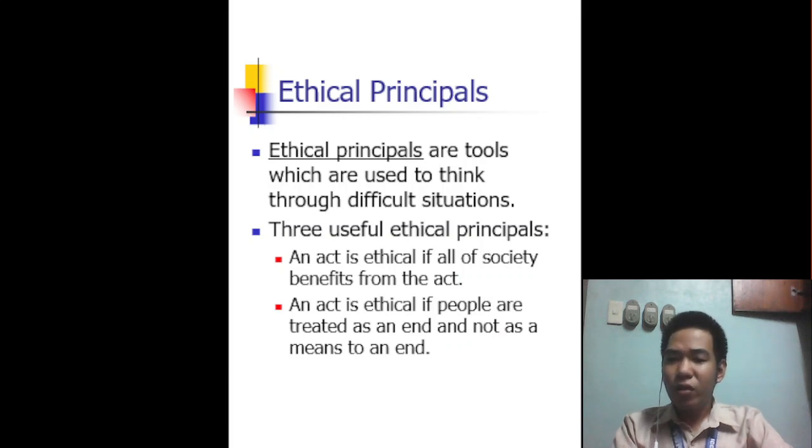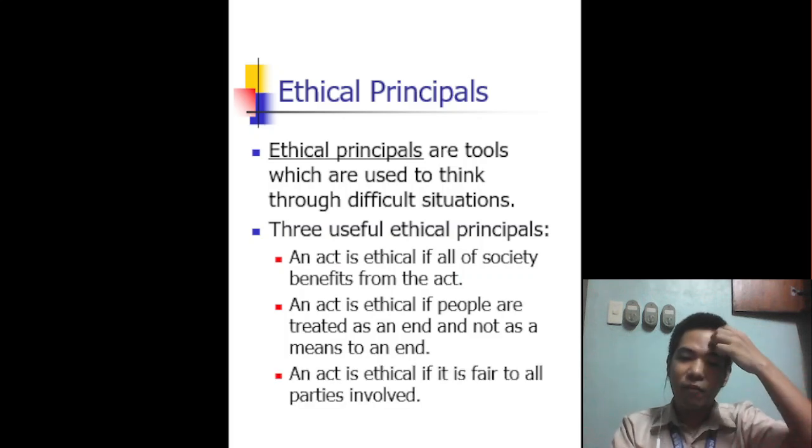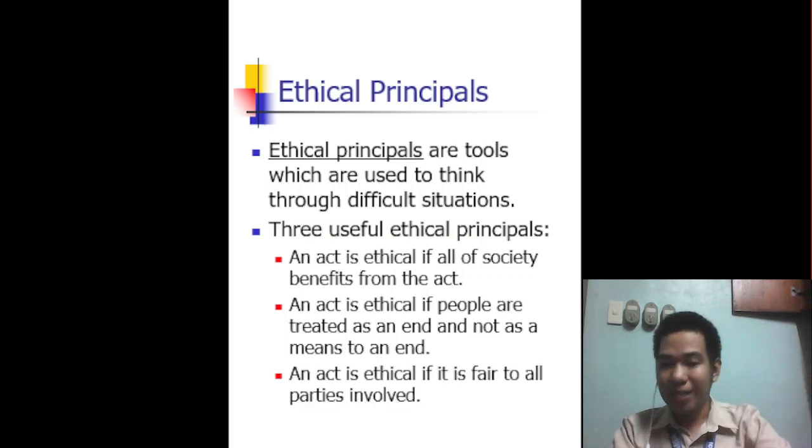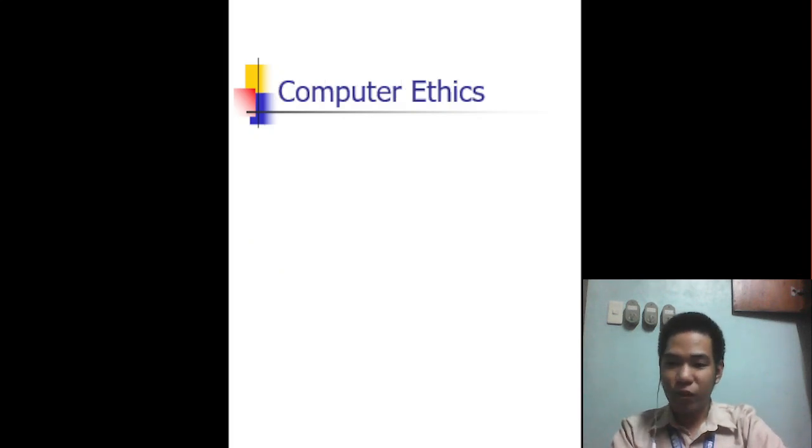An act is ethical if people are treated as an end and not as the means to an end. This basically says that we should not be using people for our own personal gain. We should have a give and take relationship with people as much as possible. If we got something from them, we should reciprocate. And the last one is an act is ethical if it is fair to all parties involved. There, give and take relationship, and that maintains the balance for equality and fairness for all of the parties involved as well.